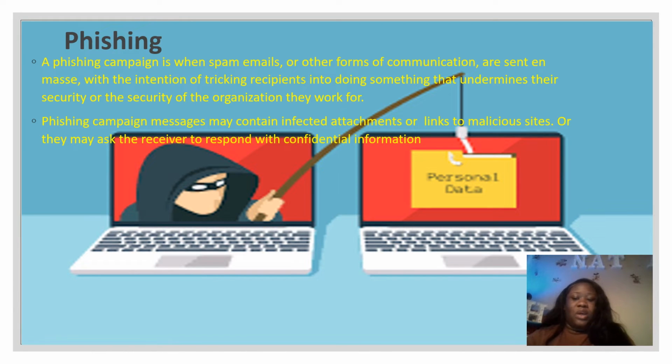Next is phishing. A phishing campaign is when spam emails or other forms of communication are sent en masse with the intention of tricking recipients into doing something that undermines the security of the organization they work for. Phishing campaign messages may contain infected attachments or link to malicious sites, or they may ask the receiver to respond with confidential information.